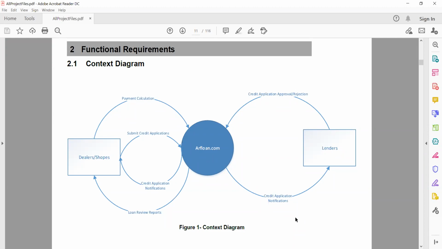So then loan review report will be the last. Right, loan review report will be sort of outside the bounds of the transaction. Every so often, the dealer may want to pull up the reports to say, how many requests we submitted this month, how many got approved, how many got completed, those kinds of things. And the same reports can also be pulled by the Arfloan agents and the area managers, to look into how effectively the platform is getting utilized and which dealers and lenders are more actively using the platform compared to the others.